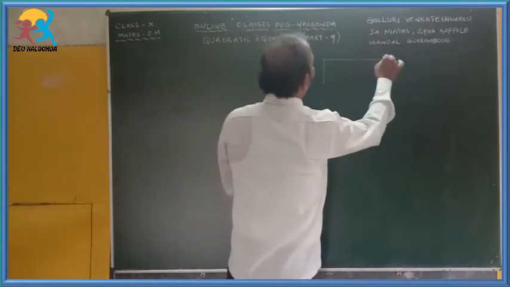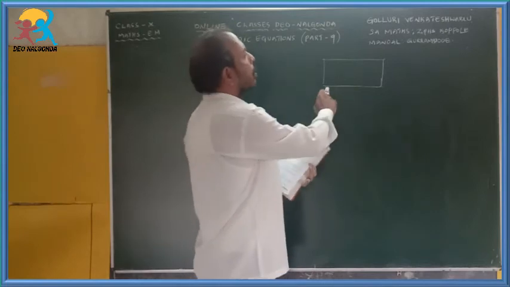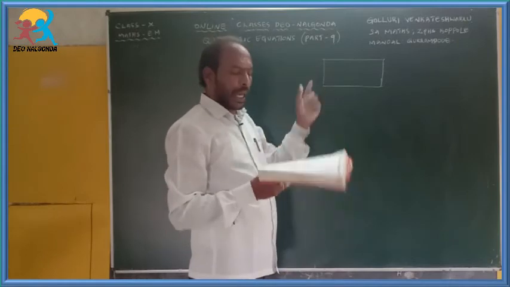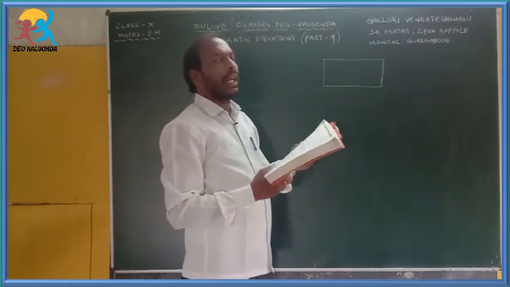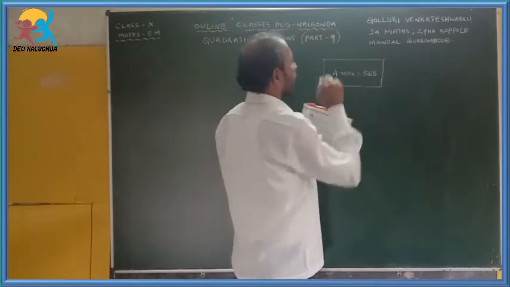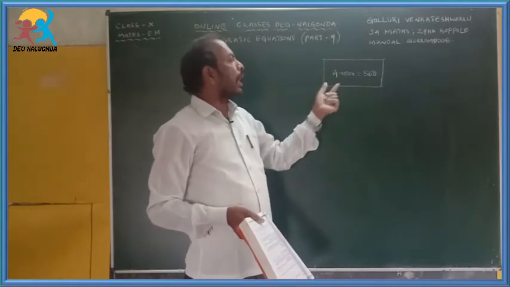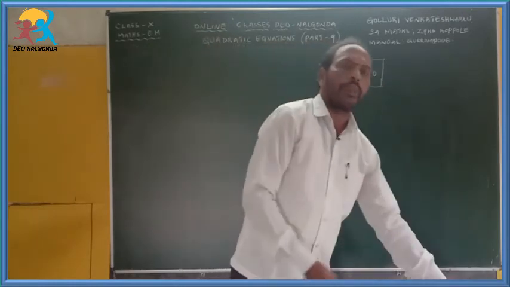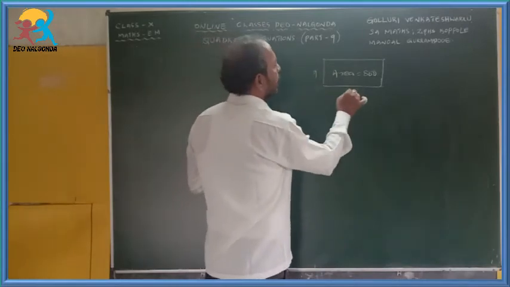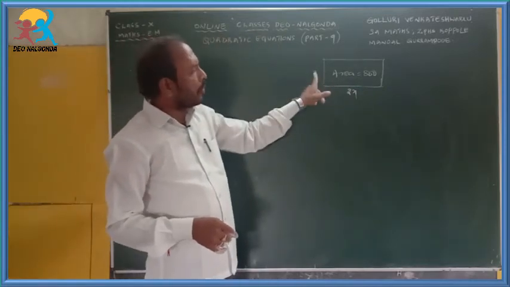Is it possible to design a rectangular mango grove whose length is twice its breadth, and whose area is equal to 800 square meters? Here the length is twice the breadth. Breadth is taken as x, so the length is taken as 2x.